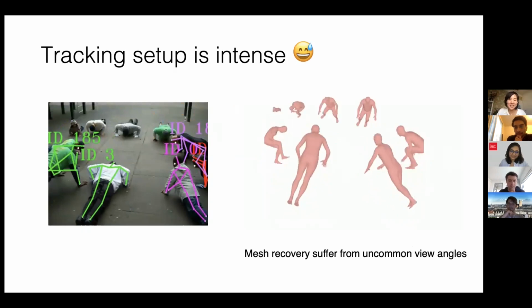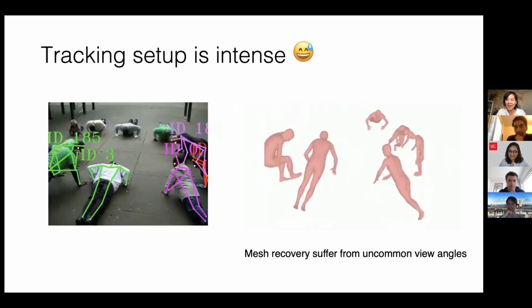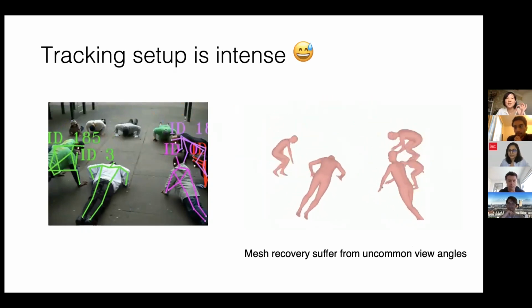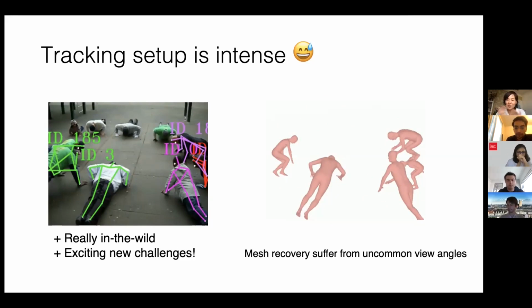It really shows the kind of challenges. The approaches in 3D human mesh recovery have really improved a lot in the last few years, but there are still lots of challenges. Really in-the-wild data, in the tracking sense, shows there is lots of work to be done in this field, and that's exciting.